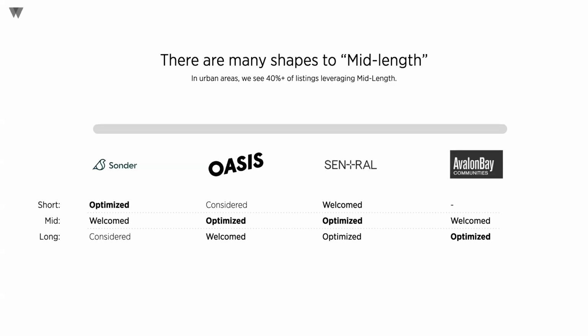And when we look at urban markets in particular, we now see that 40% of all listings are taking mid-length stays. That's pretty interesting, right? So a huge amount of inventory available on Airbnb and VRBO is already mixing short-term rental strategies with longer mid-length strategies.